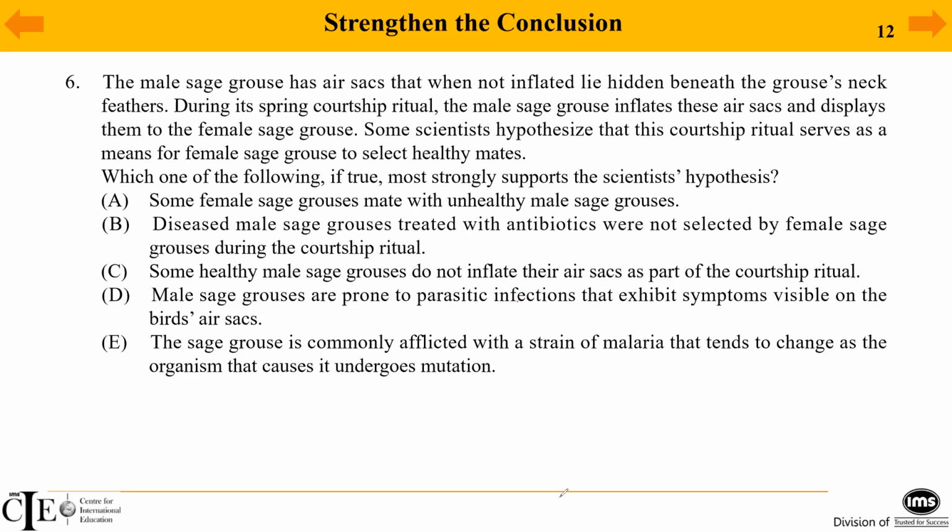So D is giving you the answer, right? So it is supporting that the male sage grouses are prone to parasitic infections that exhibit symptoms visible on the bird's air sacs. So if it is showing it, then it is healthy. If it is not showing, then it is not healthy. And definitely by seeing it, the female is selecting the healthy mate, which means it is a symbol of health is proven again. So D option is correct.